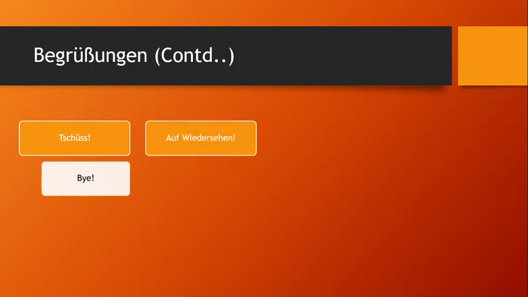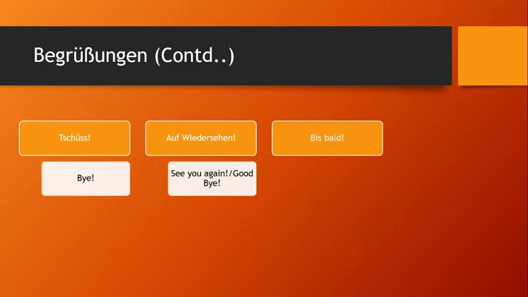Auf Wiedersehen. So auf Wiedersehen means goodbye or see you again. Yeah? So Tschüss is used informally and auf Wiedersehen is used formally.